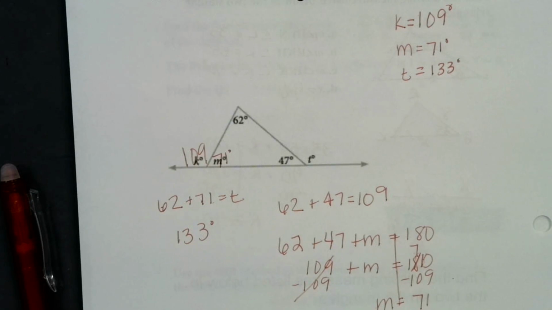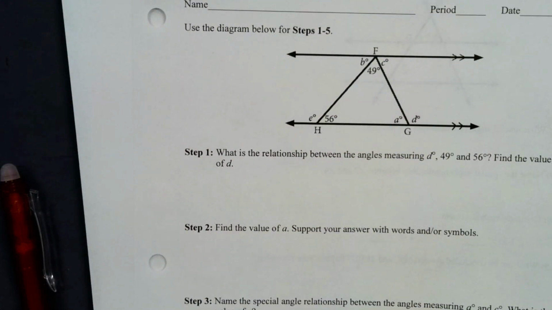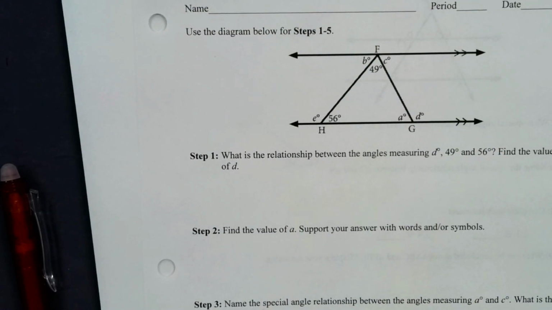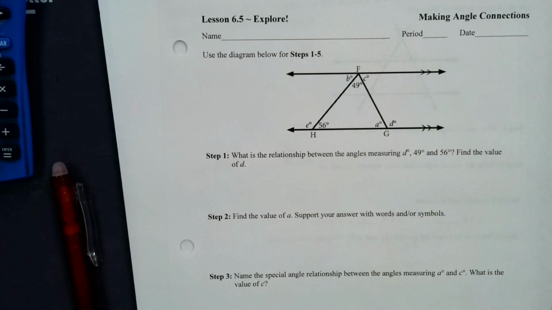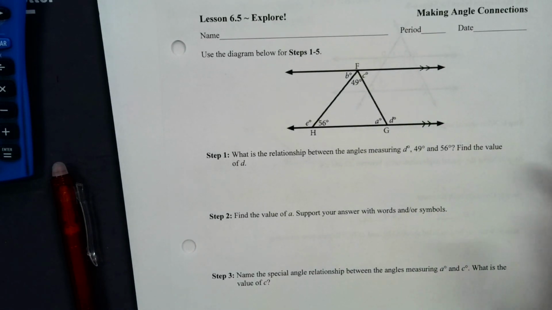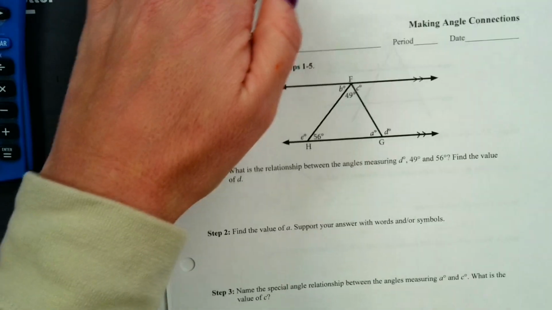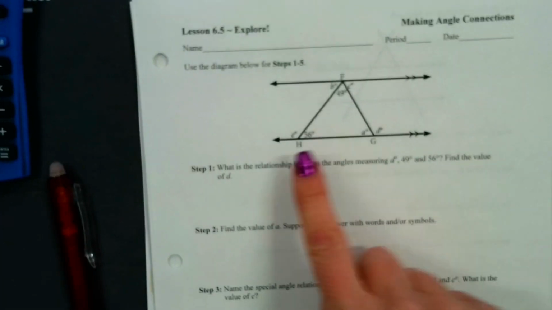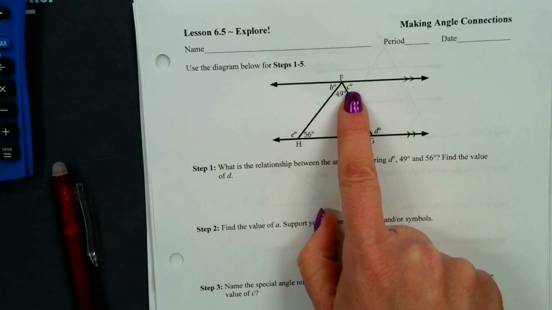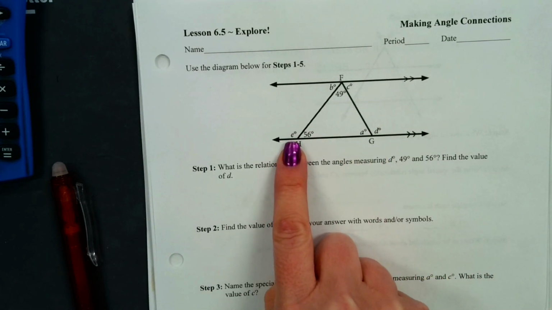Okay, so this lesson we kind of do backwards. We do the explore at the end, because you had to know all those rules in order to be able to do the explore. So, let me zoom this back out a little, once I find where my mouse is. Okay, so use the diagram for steps 1 through 5. So you can see that we have an A, B, C, D, and E that we have to find.